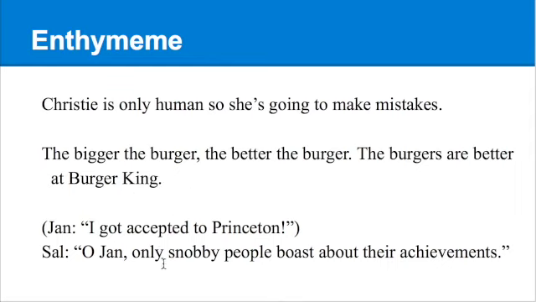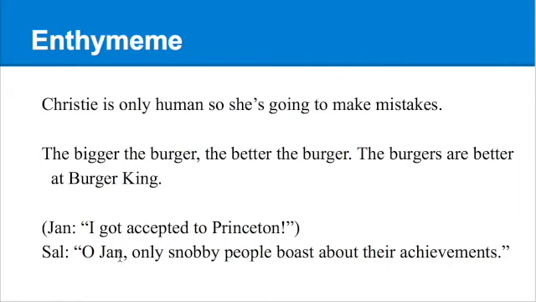Okay, so then let's look at this one. This one leaves out two parts. So for this one, you have to imagine somebody just said, I got accepted to Princeton. And the person who's responding says, oh, only snobby people boast about their achievements. Okay, so there's one of the three. In enthymemes, you can actually leave out two of the three parts. So this one, like the example we saw earlier, leaves out two of the three parts. So what's missing here?